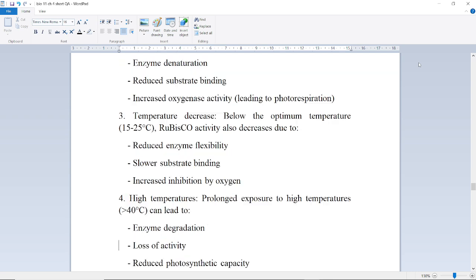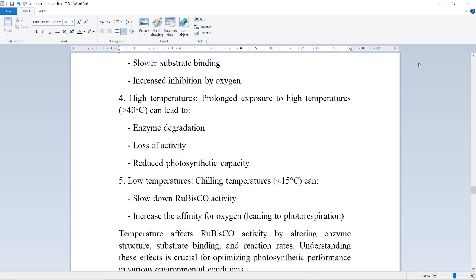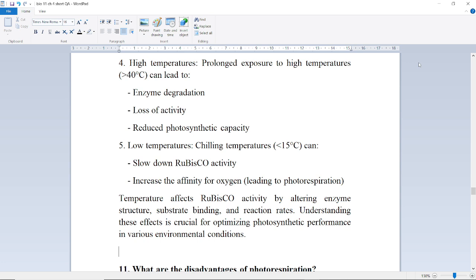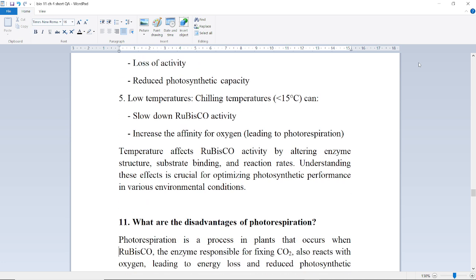High temperatures. Prolonged exposure to high temperatures greater than 40 degrees Celsius can lead to enzyme degradation, loss of activity, and reduced photosynthetic capacity. Low temperatures. Chilling temperatures less than 15 degrees Celsius can slow down Rubisco activity and increase the affinity for oxygen, leading to photorespiration. Temperature affects Rubisco activity by altering enzyme structure, substrate binding, and reaction rates. Understanding these effects is crucial for optimizing photosynthetic performance in various environmental conditions.